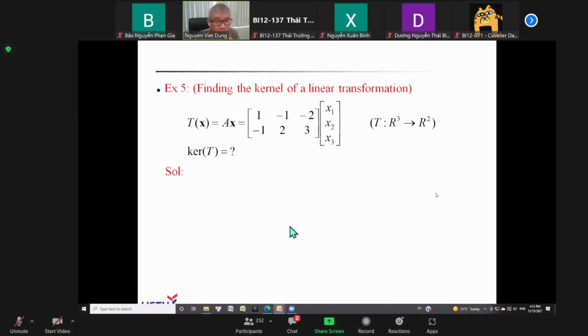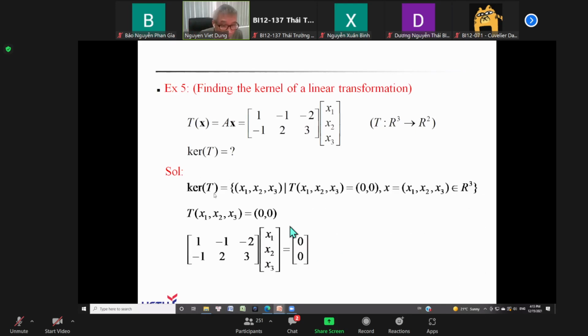And now, if you look again at the case when T of x is given by a matrix, once again, I am going back to the previous example. Suppose that T of x equals A x with A to be the matrix like that, and you are required to find the kernel of T. You see that now you return to solving a system of linear equations. Okay, by definition, the kernel of T equals the set of all x1, x2, x3 so that A x equals 0.